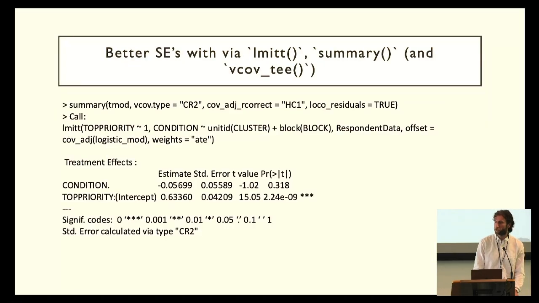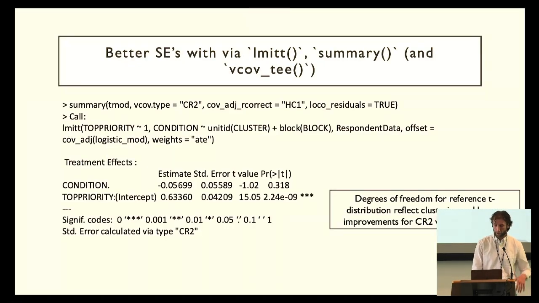Here we're just finishing off with what a summary call looks like when called on an object fit with lmitt. The arguments in that summary call are what we find to be sufficient in eliminating the downward bias that's intrinsic to cluster-robust standard errors. And you get degrees of freedom that reflect clustering as well.